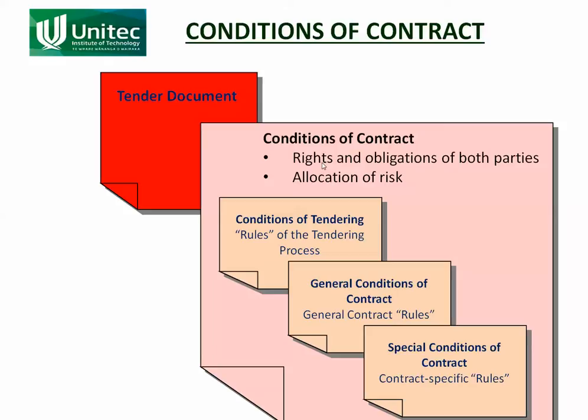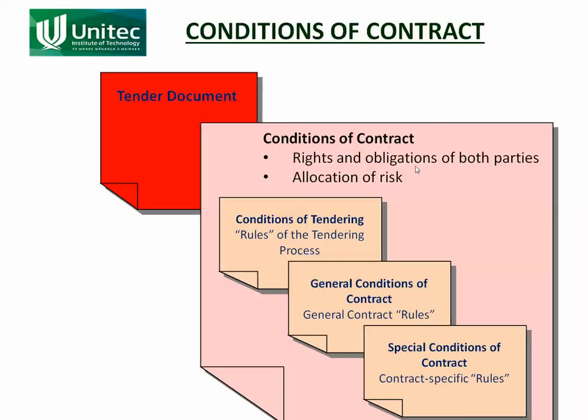Remember, rights are things they're allowed to do. So the contract gives the contractor the right to go on site and do work. It gives the principal, the client, the right to make sure he's doing it properly, to inspect the works.